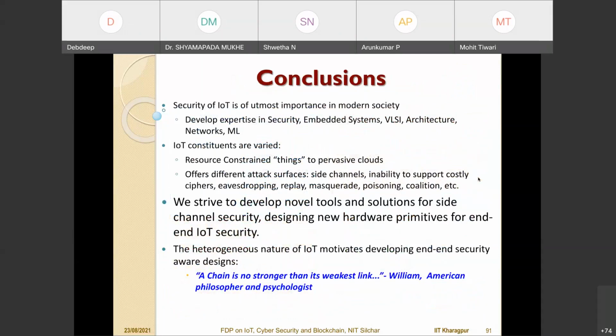To conclude, security of IoT is of utmost importance in modern society, and IoT provides us with various endpoints, from resource constrained endpoints to more powerful ones, and there are different attack surfaces that we need to investigate. We strive to develop novel tools and solutions for side channel security, designing new hardware primitives for end-to-end IoT security. Finally, as a chain is no stronger than its weakest link, it is important as a society to work in all these verticals and collaborate together so that we have more holistic security.